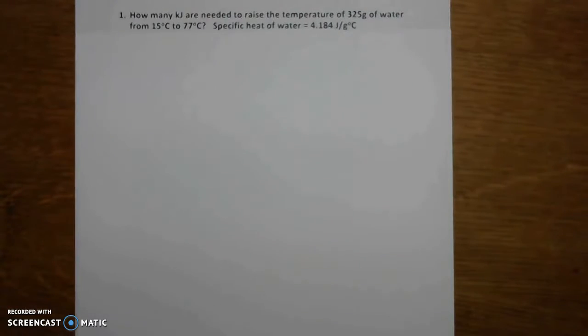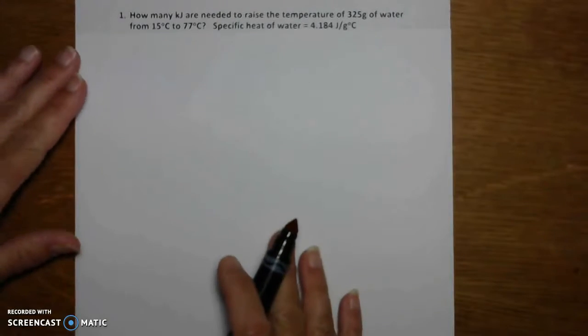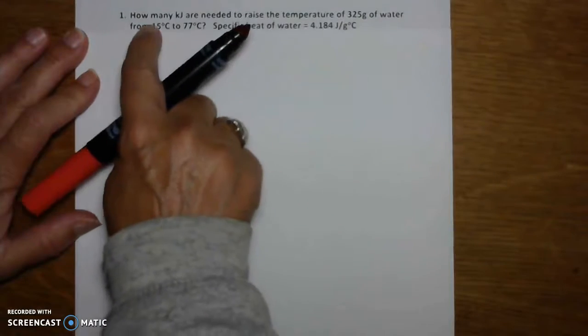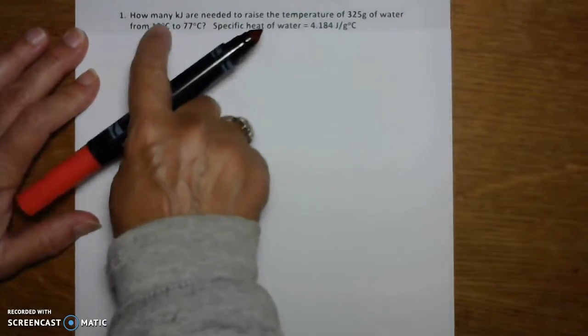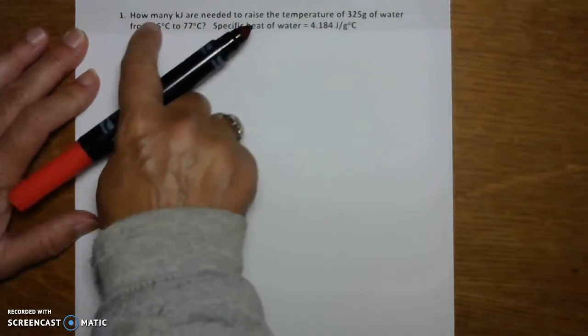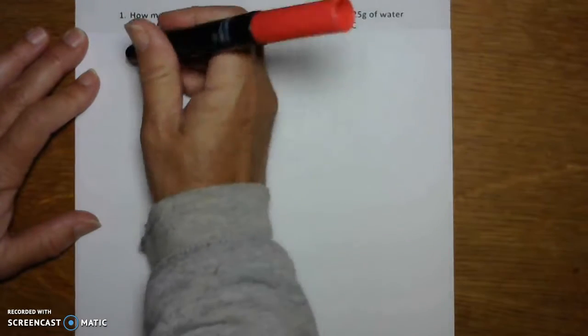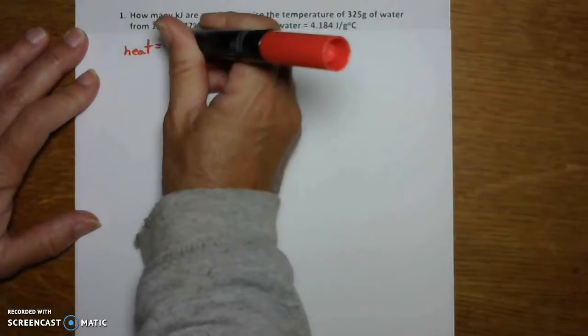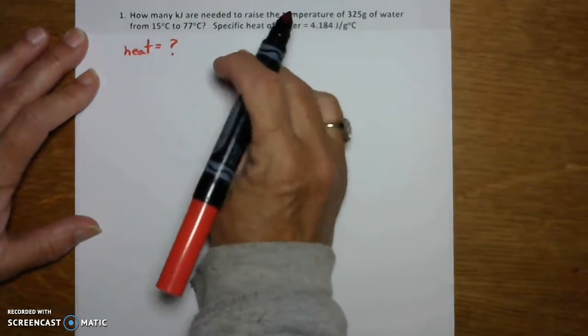So when I get one of these problems, I like to look at each part of it and see what I know and what I need to know. So how many kilojoules are needed? Well, it's asking us how much energy, and in a problem like this, that's going to be heat. So heat is equal to, we don't know.